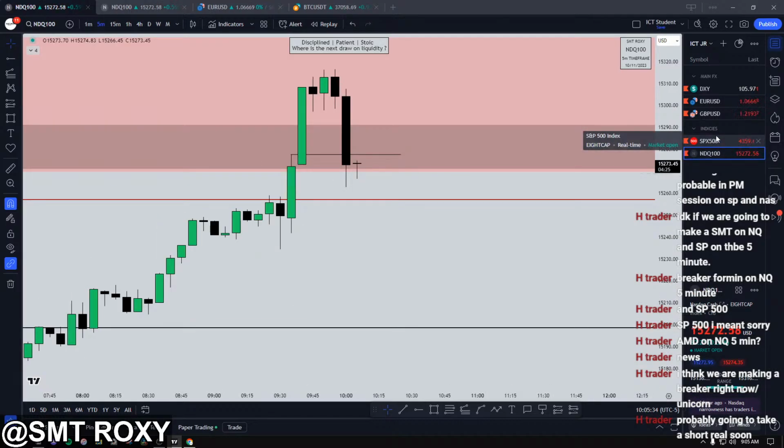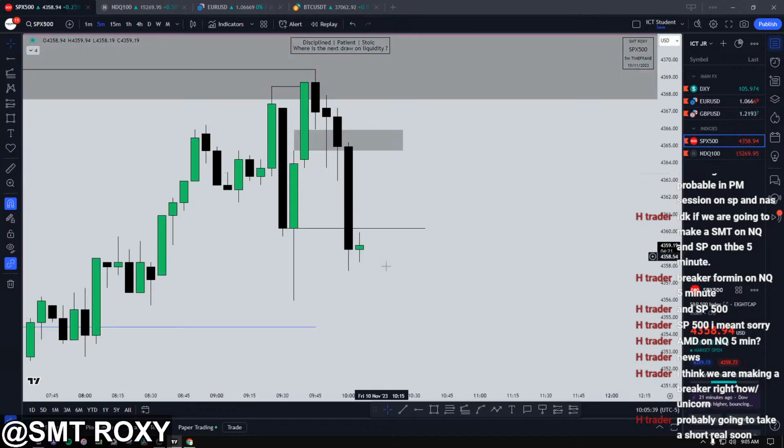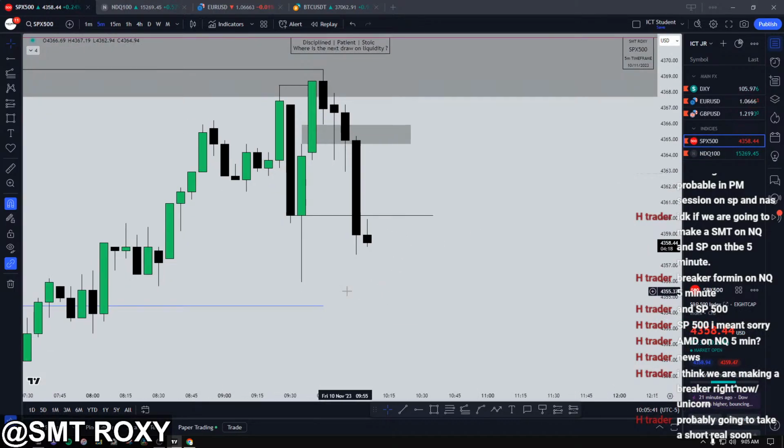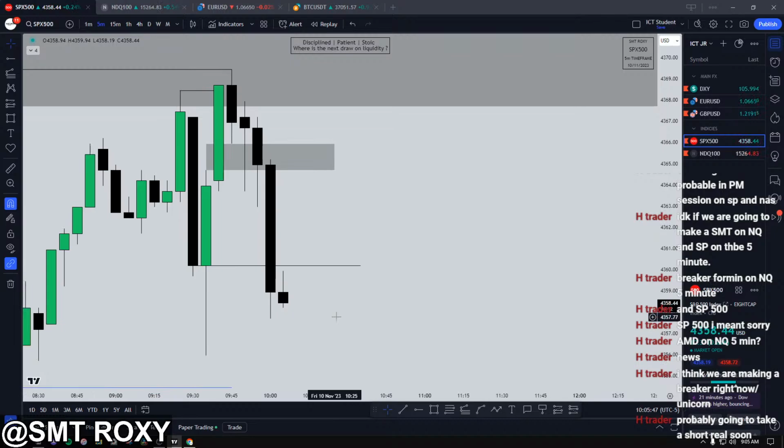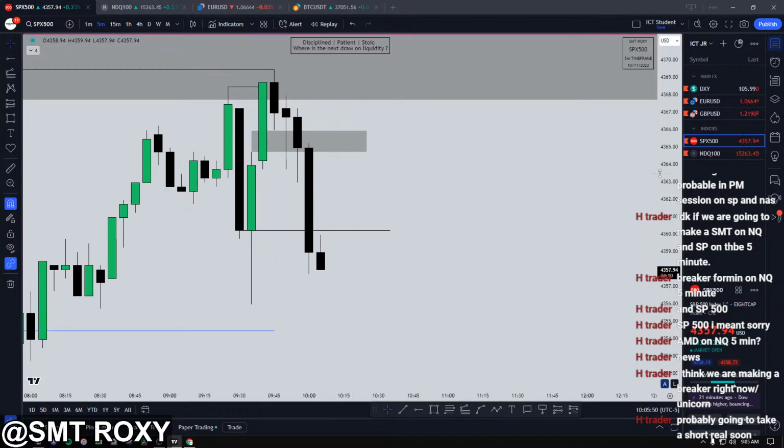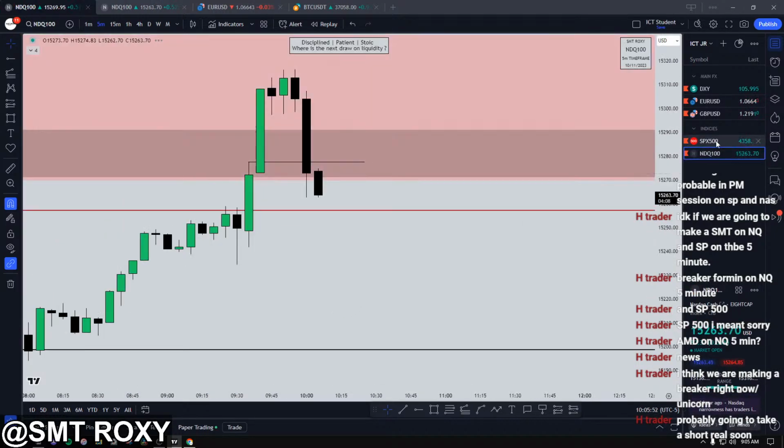So you can see NQ is like a balanced price range. If we create a CB here, I'm probably gonna take a short real soon. Yeah, I can see that. I can see myself too.